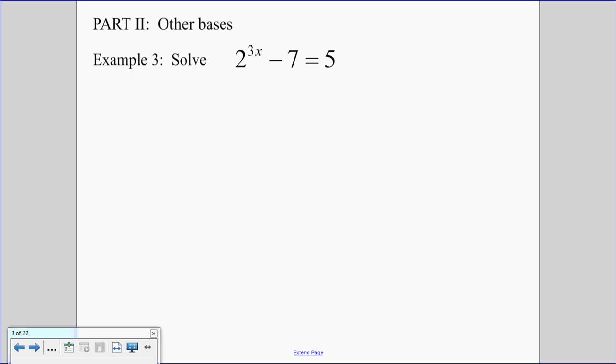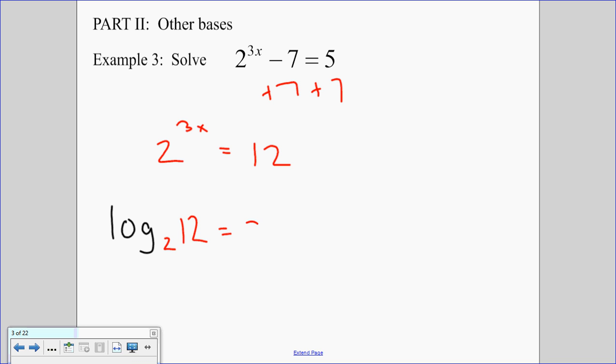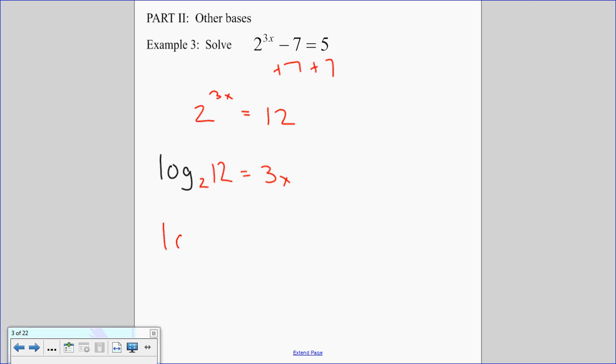There's a 7. So we're going to add the 7 to both sides, and we get 2 to the 3x equals 12. That's exponential form. We're going to rewrite it in logarithmic form. This is log base 2 of 12 equals 3x. That should feel natural by now. If it doesn't, we need to write this out about 100 times tonight. You should be able to go from exponential form to logarithmic form, no problem. We're going to divide by 3. So log base 2 of 12 divided by 3 is x.